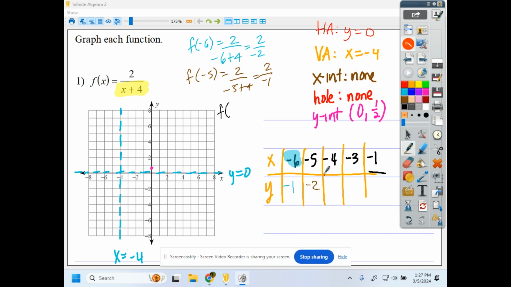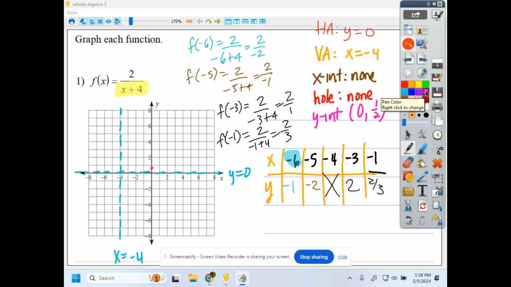f of negative 4 will be nothing there because it's an asymptote. f of negative 3 is going to be 2 over negative 3 plus 4, which is 2 over 1, so this will be 2. And f of negative 1, 2 over negative 1 plus 4 is going to be 2 over 3, or 2/3. So now we're going to plot the points. Negative 6, negative 1 right down here, negative 5, negative 2, negative 4 is there, negative 3, positive 2, negative 1, 2/3, and there you go.